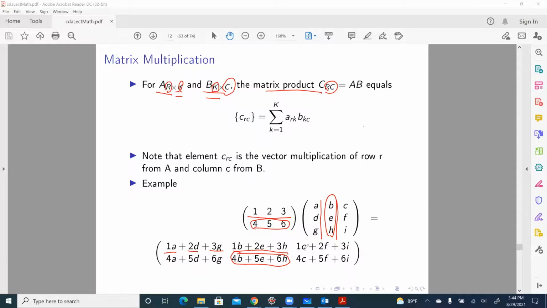Last example. How about the second row and third column? Well, for the second row and third column element of the product matrix, it has to be a result of multiplying what? The second row of the first matrix, the multiplicand matrix, and then multiply that by the third column of the multiply matrix, right? 4 multiplied by C, 5 multiplied by F, 6 multiplied by I, and sum across.